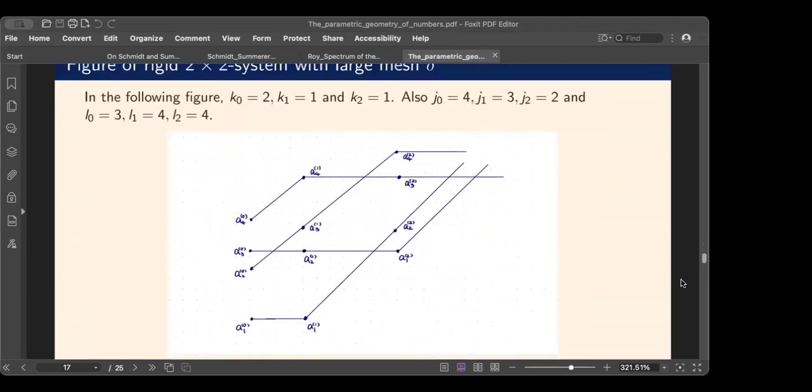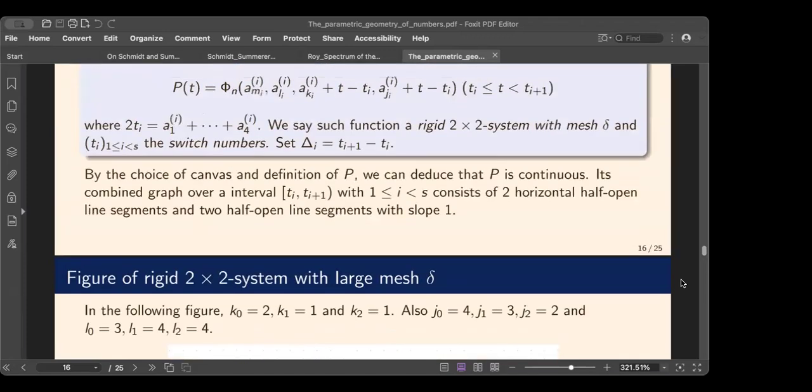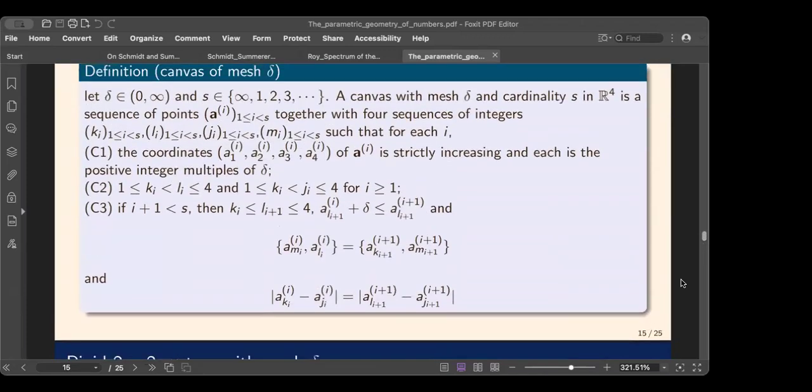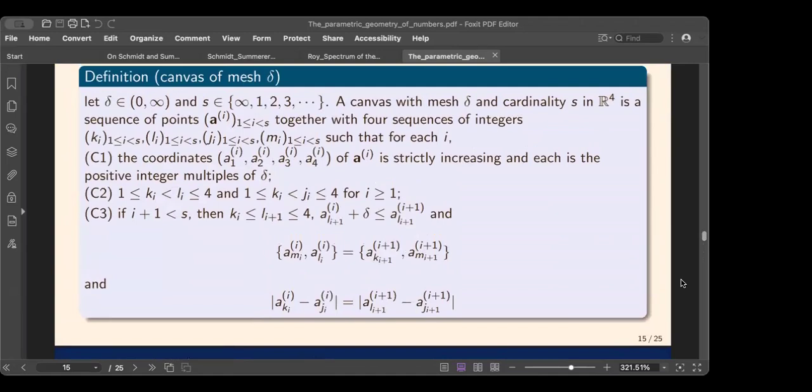Here is an example of a rigid 2 times 2 system. I'm sorry, I missed where in this formulation, while discussing the annotation, this peak value condition is. Can you go back? We just discussed. I'm sorry, I was thinking about C3 and peak. Where is the peak value here? It's C2. C2, yes.